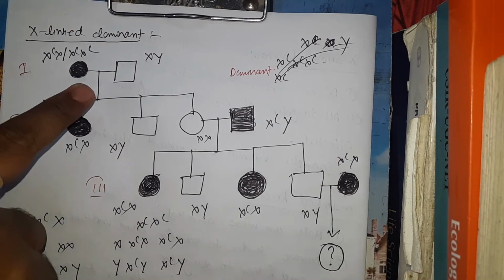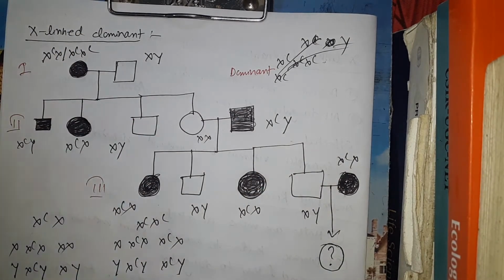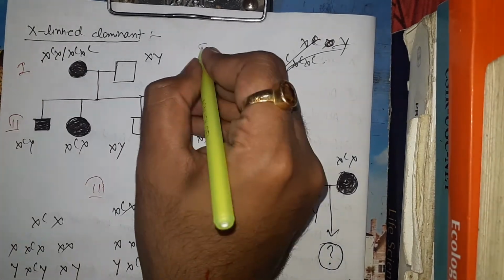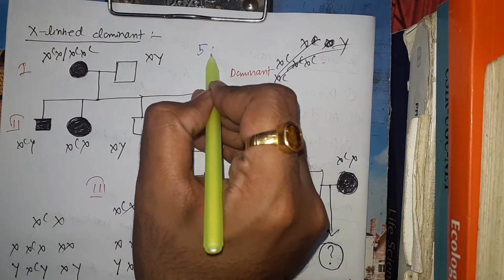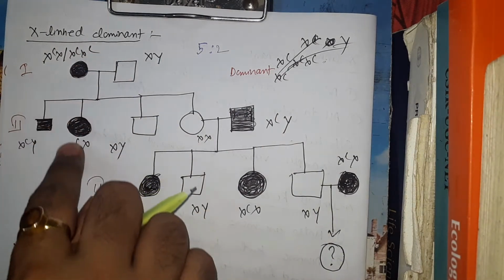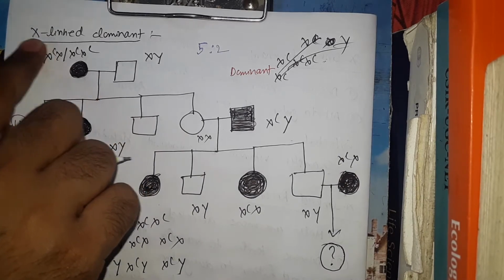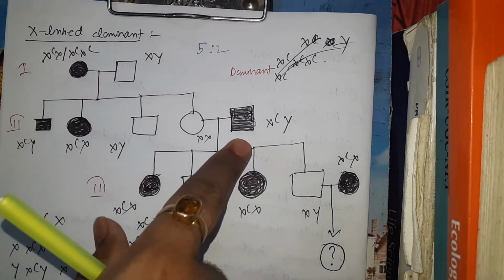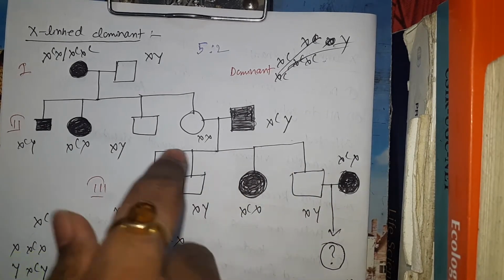So here, look, 1, 2, 3, 4, 5. Five females are affected, and in contrast, only 2 males are affected. So there is a sex bias where a greater number of females are affected. That is number 1. And one of the most important rules for X-linked dominant is that if the father is affected, all the daughters will be affected, as shown here.